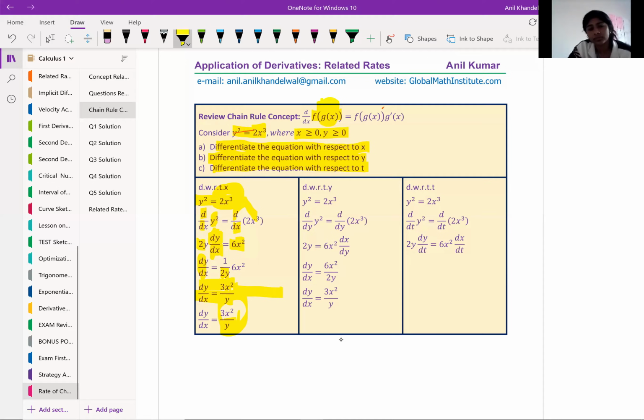There's a reason, because now we'll see what happens when I differentiate the same equation with respect to y this time. So earlier we did differentiation with respect to x.